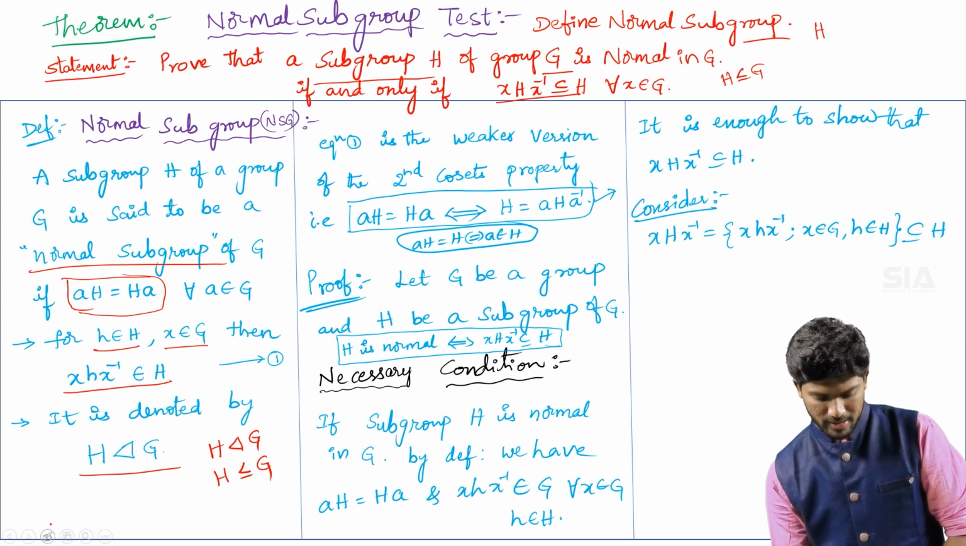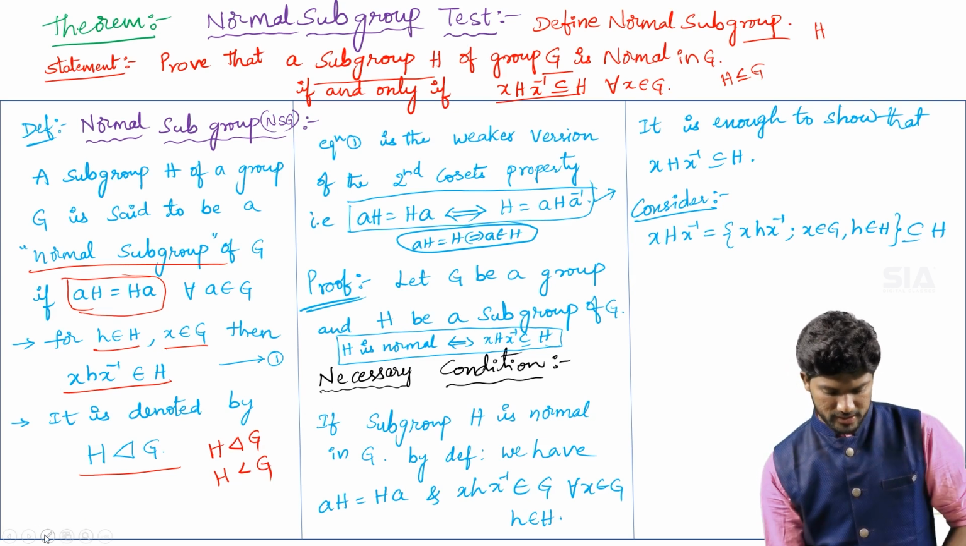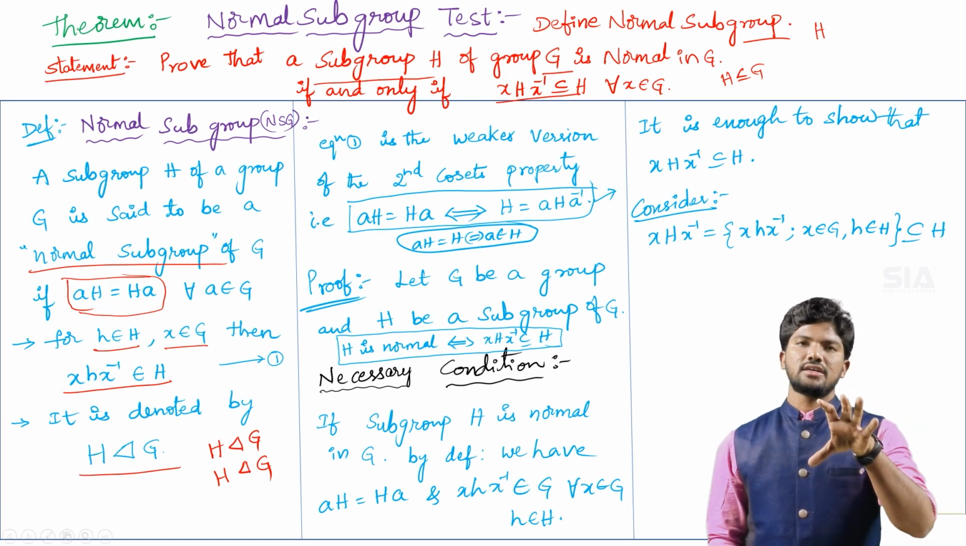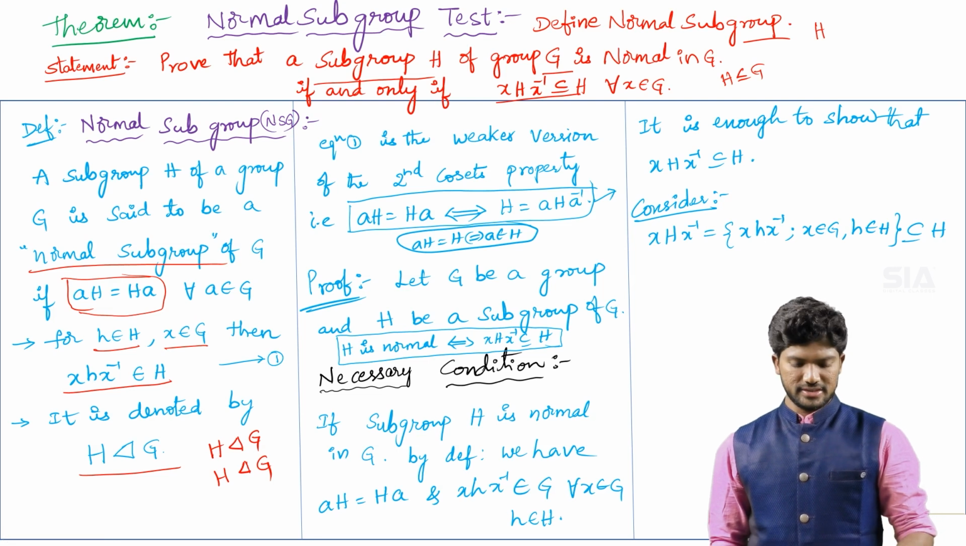Now remove that equal symbol. So remove that equal symbol. Okay, so you can clearly add that symbol here, then it will give the normal subgroup symbol. So this is the definition.